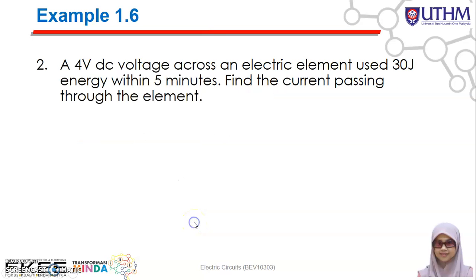So second question: a 4-volt DC voltage across an electric element used 30 joule energy within 5 minutes. So meaning that your W is equal to 30 joule. And then find the current passing through the element. For this question, you need to find I. But before that, you need to find the P first. So P is the power, right? V is equal to 4 volt, W is equal to 30 joule per 5 minutes.